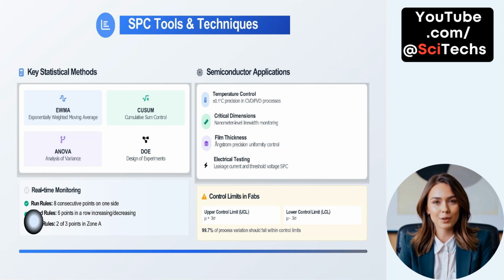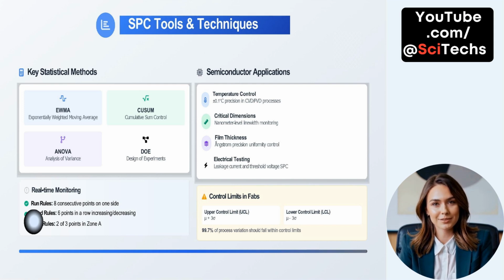SPC tools and techniques. Statistical process control relies on advanced statistical methods to manage complex manufacturing environments. EWMA, or exponentially weighted moving average, tracks small shifts by applying greater weight to recent data. QSUM, or cumulative sum control, is ideal for detecting gradual trends or drifts. ANOVA, or analysis of variance, helps compare variability across different process groups. DOE, or design of experiments, allows structured testing to identify which factors most influence process outcomes. In semiconductor applications, SPC is essential.